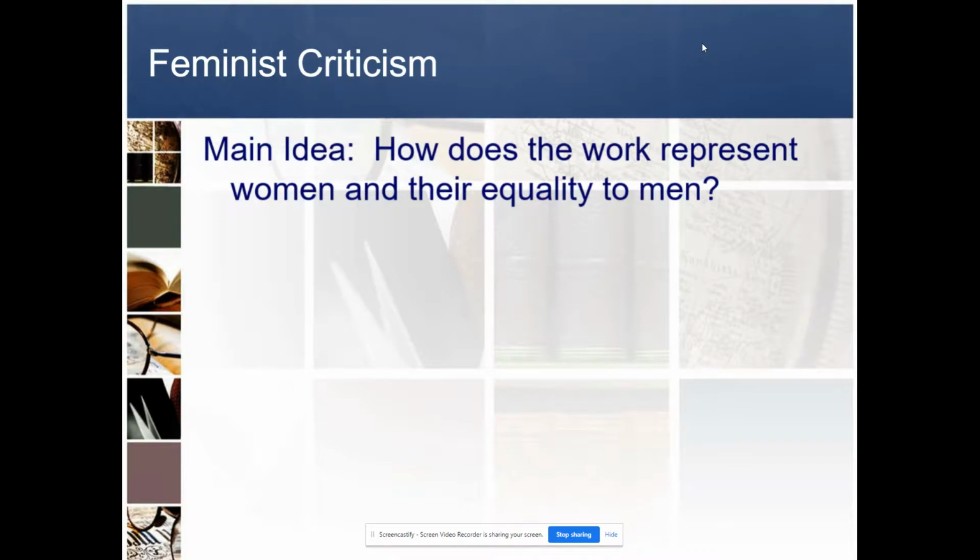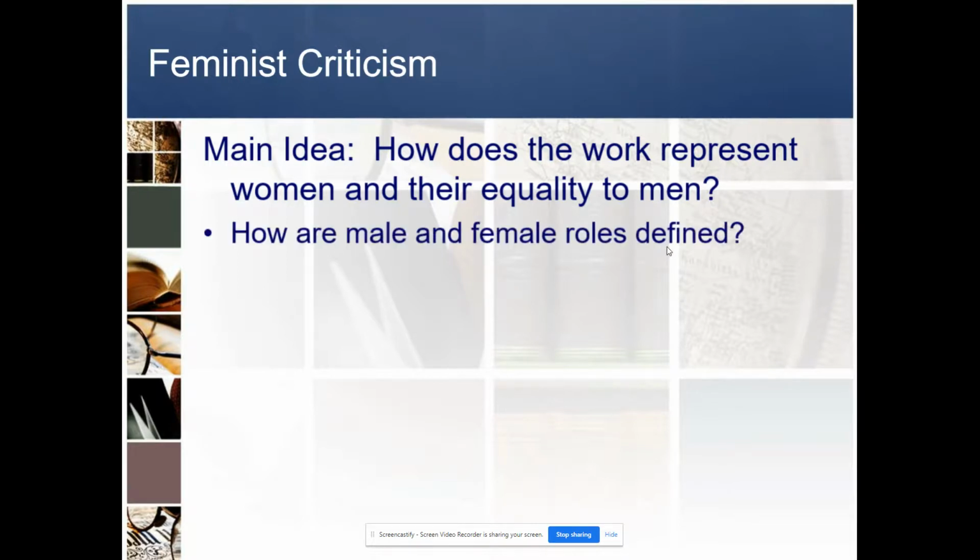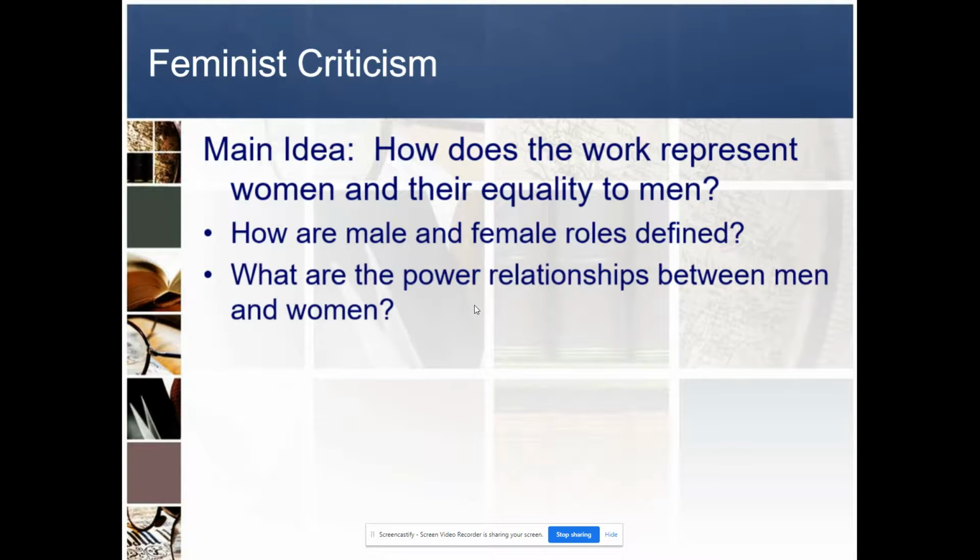With feminist criticism, the main question is, how does the work represent women and their equality to men? Are male and female roles defined? And if so, is that presented as the way things should be, or is that definition being criticized? What are the power relationships between men and women? Within these roles, are men given all the power? Are women presented as being subjected, or are they lesser citizens, basically?